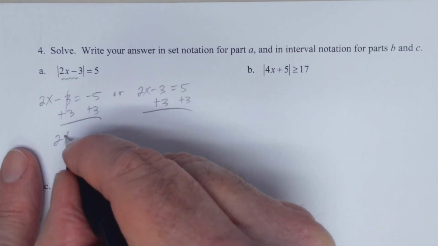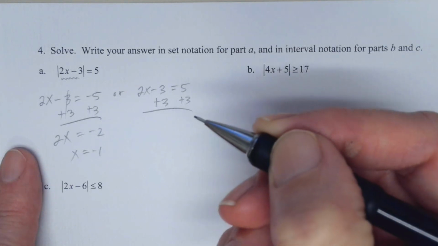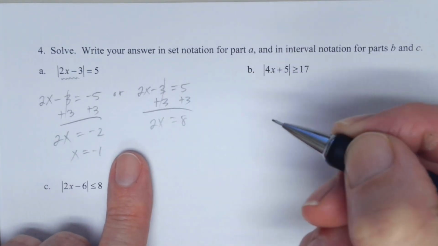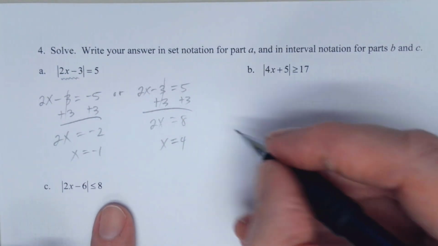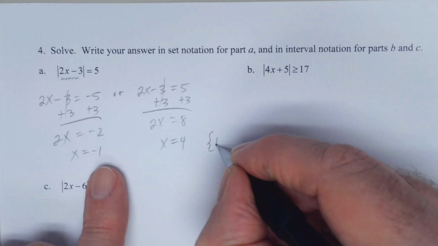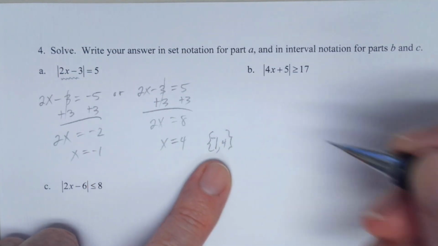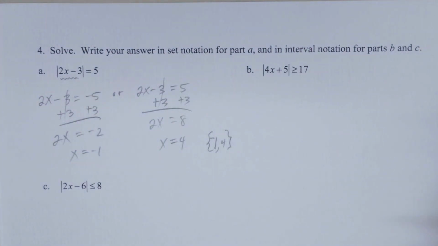We end up with 2x equals -2. So x is -1. Over here we end up with 2x equals 8. So x equals 4. So normally we write our solution this way. It's -1, 4. The solution set is -1, 4. There's two answers, and so that's how we write that.